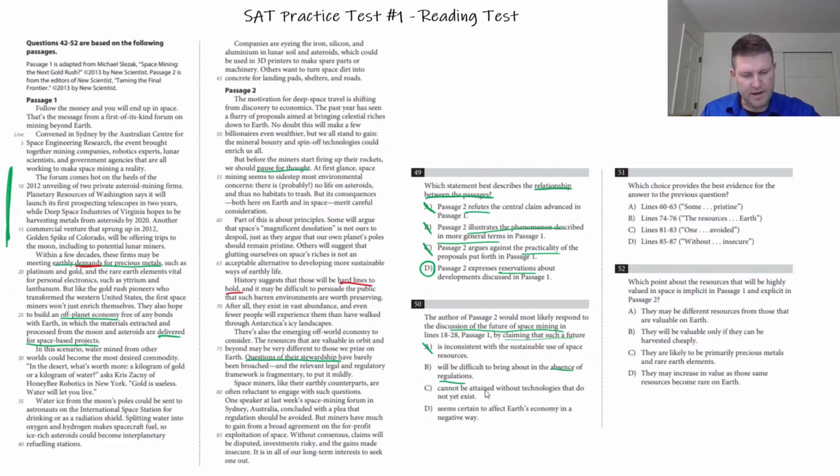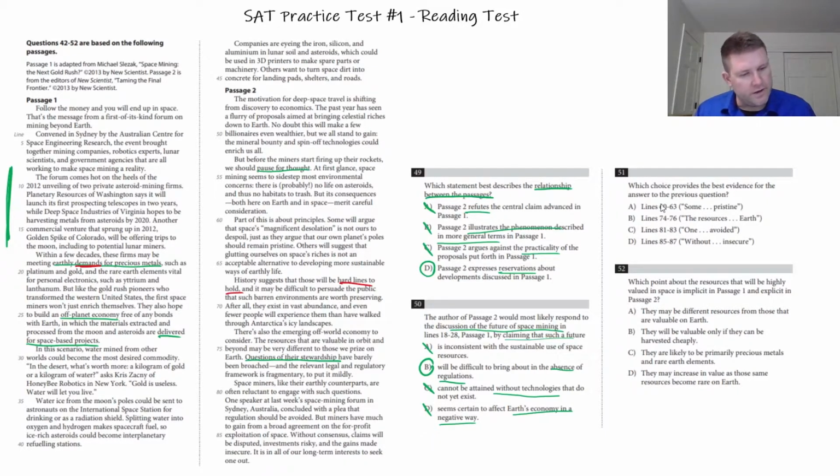And then C, cannot be attained without technologies that do not yet exist. He didn't point that out either. D, seems certain to affect Earth's economy in a negative way. Not really. He's saying there's a risk of space pollution, right? But that's not really Earth's economy. And he doesn't point out that it's going to crash the economy if we don't have these regulations, right? He's just saying there would be a lot of legal battles and just a bunch of turmoil over it. But this is too extreme for that. So B is better, right?